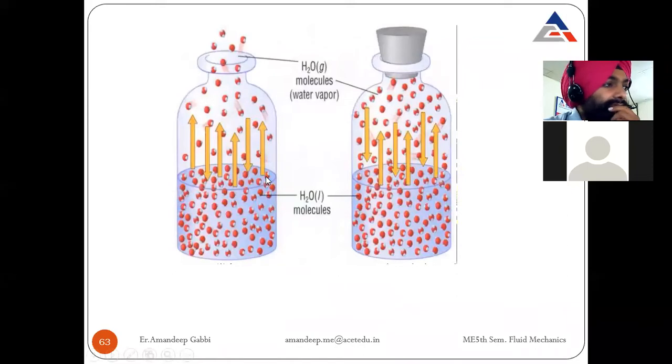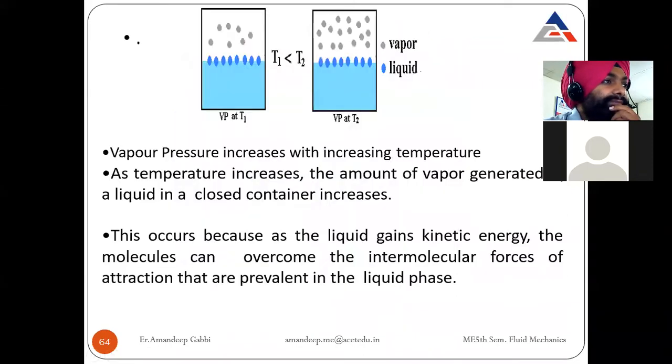So this is all about vapor pressure. Vapor pressure increases with increase in temperature. As temperature increases, the amount of vapor generated in a liquid container increases. As we heat the system, more vapors are formed. As the amount of vapor increases, the pressure also increases.